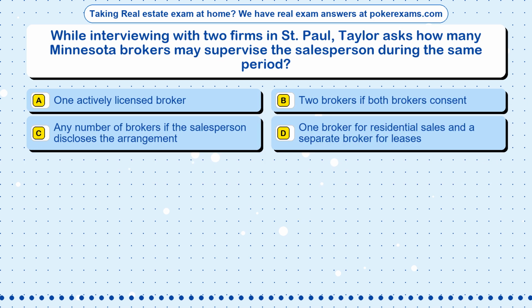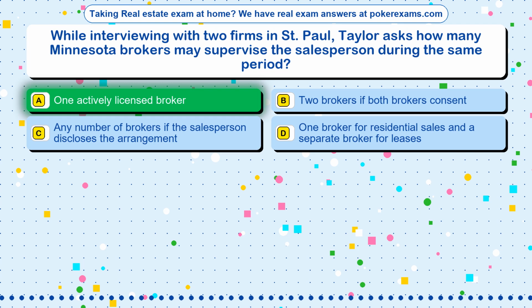Question 57. While interviewing with 2 firms in St. Paul, Taylor asks how many Minnesota brokers may supervise the salesperson during the same period. Option A, 1 actively licensed broker. Option B, 2 brokers if both brokers consent. Option C, any number of brokers if the salesperson discloses the arrangement. Option D, 1 broker for residential sales and a separate broker for leases.